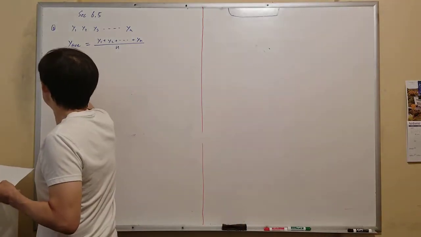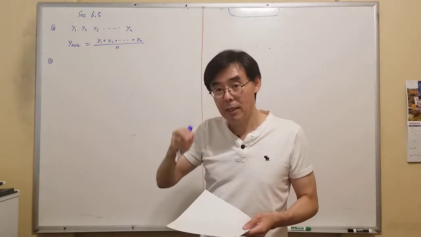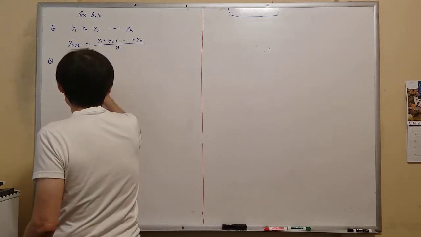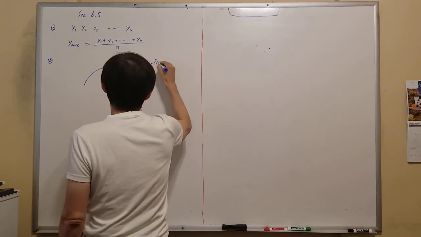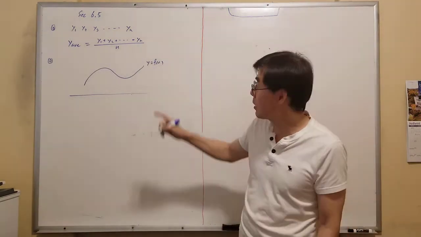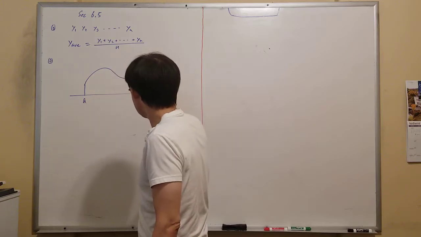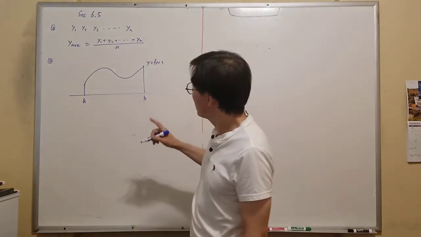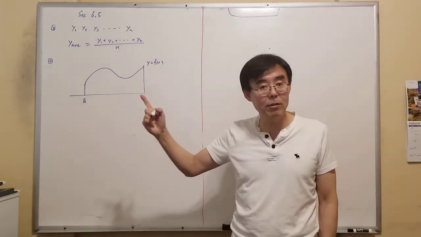Now, what if your data is not made of just a finite number of measurements, but an infinite number of data? Let's say you have some quantity represented by a function f of x from a to b. So we want to talk about the average value of this function.